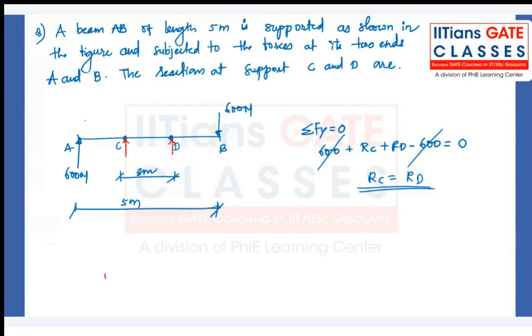Not, let's say, plus RD. So what should be the direction of them? Is it correct if I write it like this? Is it correct? Yes or no?